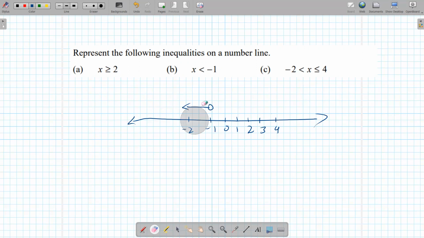What about C? Now C is in between two different things. So our lower bound is -2, and the lower bound is not inclusive. So just put an open circle there. Our upper bound is +4, and it is included. So you want to put a closed circle there. And x is between these, so just join them up like that. And that's going to be the answer to C, okay? It's not that bad.